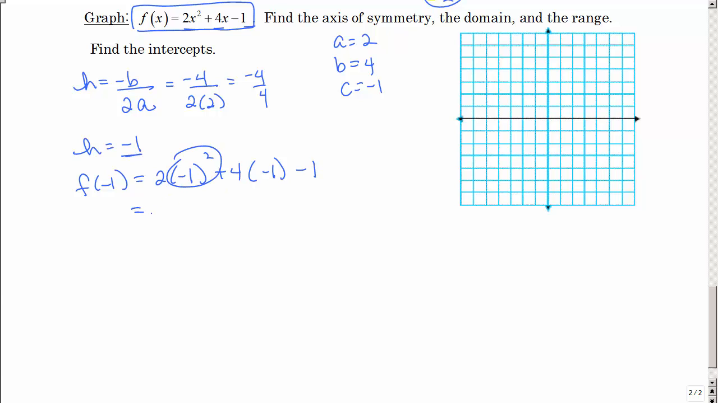Order of operations. So let's see, that's negative 2 minus 1 is negative 3. So my vertex is (-1, -3). Since a is 2, that means it goes up, so from my vertex, over 1 and up 2. Over 1, up 2.